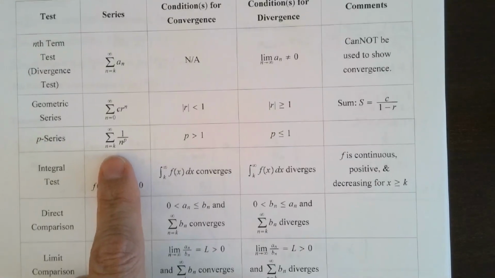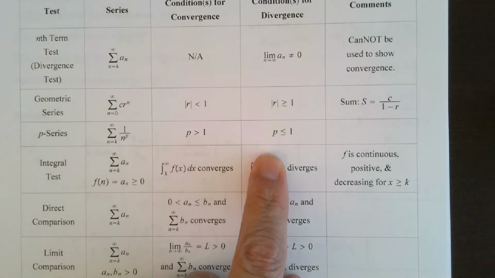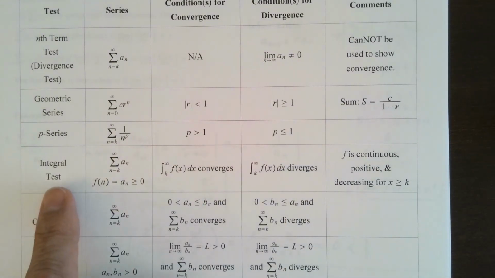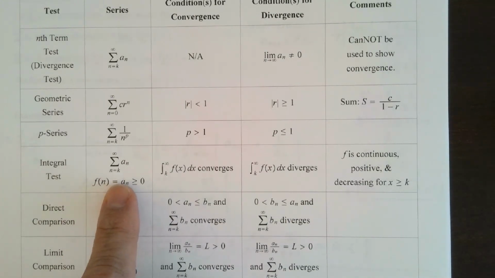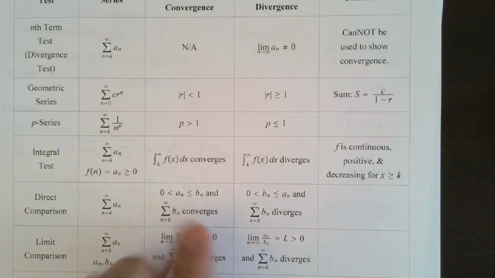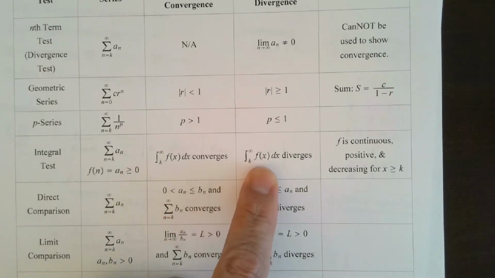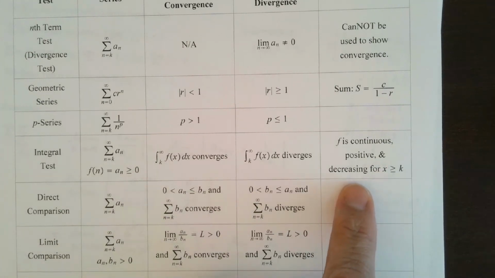We talked about p-series, right? Convergent if p is greater than 1, divergent if p is less than or equal to 1. And of course, p-series came out of the integral test. Here's the integral test for a series, where I create a function f of x such that f of n equals a sub n for n equal k to infinity. If the improper integral from k to infinity converges, then the series converges. If that integral diverges, then the series diverges. You do have to have the function f being continuous, positive, and decreasing on that interval.